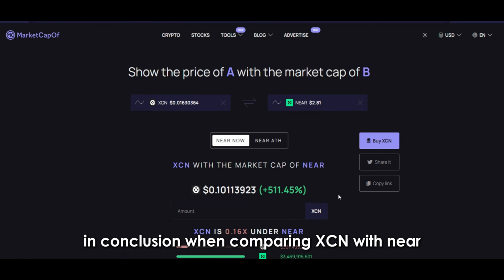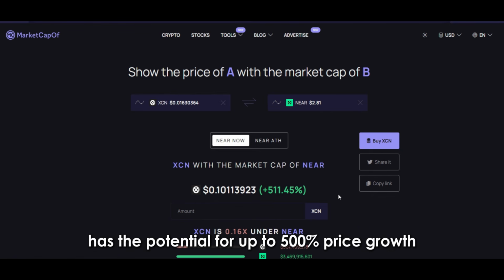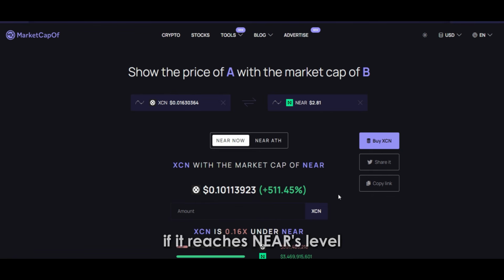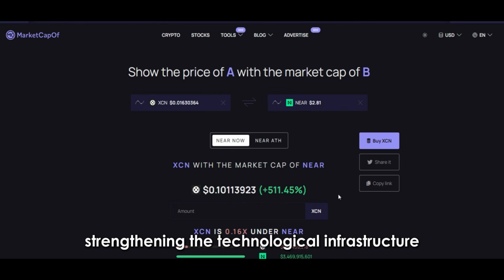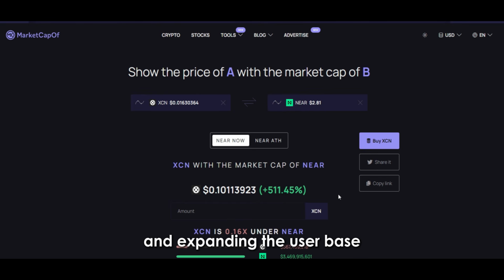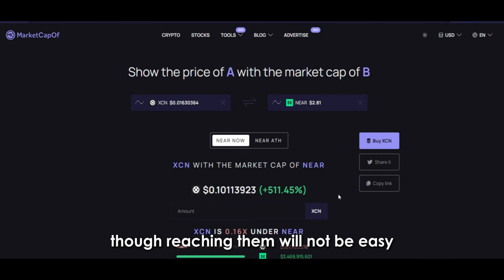In conclusion, when comparing XCN with NEAR, it can be said that XCN is currently behind NEAR, but theoretically has the potential for up to 500% price growth if it reaches NEAR's level. However, this potential increase depends on significant strategic developments, strengthening the technological infrastructure, and expanding the user base. The strength of XCN's Layer 1 technology is a major advantage in this journey. Therefore, from a long-term perspective, it's clear that XCN has important opportunities ahead, though reaching them will not be easy.